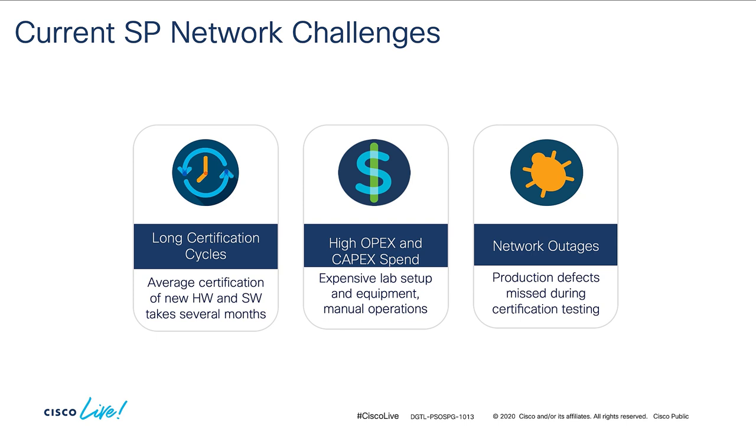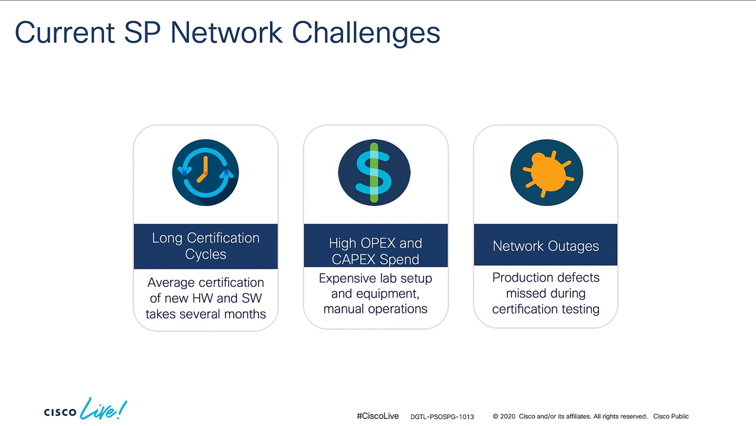Of course, OPEX and CAPEX spend is part of each discussion, because you need to procure expensive lab equipment, and you need to do a lot of operations, either automatic or manual, but still part of your total cost of ownership for the equipment. Network outages are the thing which we want to avoid by every means. Production defects missed during certification testing cost us a lot, and we want to minimize them as well. Those are the three main aspects behind the network challenges which SPs are facing right now.